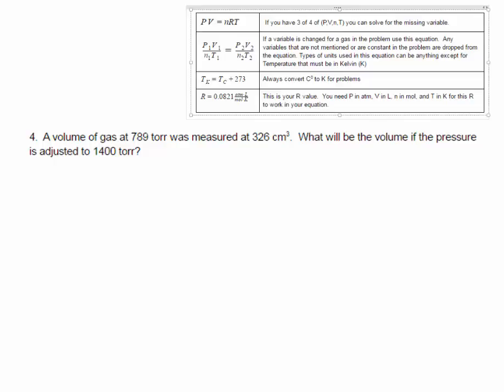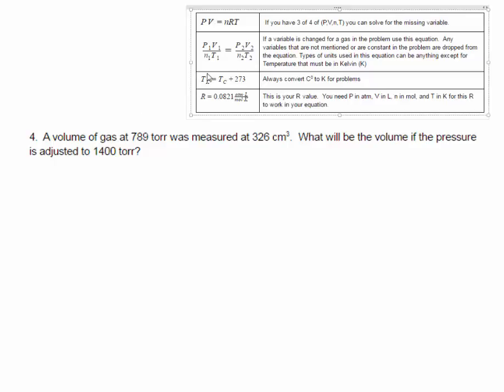Okay, this is Gas Laws Review Worksheet number 4. So, a volume of gas, 780 torr, was measured at 326 centimeters cubed, which is a unit of volume. What will be the volume if the pressure is adjusted to 1,400 torr?